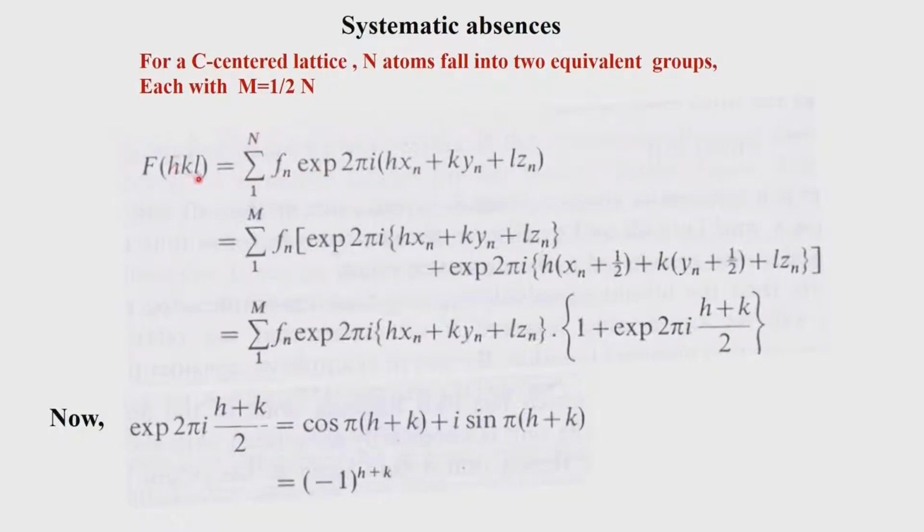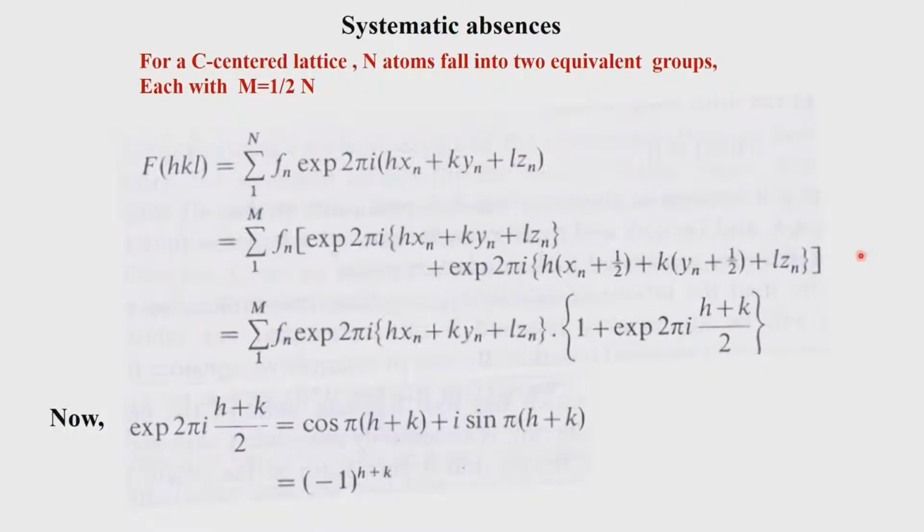When we go to the general expression of F of HKL, this is the general expression for HKL. It is 1 to n, where n is the total number of atoms in the unit cell. Now, this n becomes half of n in a C centered lattice, and therefore I have the summation over 1 to m, equal to n by 2. Then I write the expression associated with xn, yn, zn, and this is the expression associated with xn plus half, yn plus half, and zn. So, there are n atoms associated with the entire system, half of it with respect to this and half with respect to that, and that defines a C centered lattice.